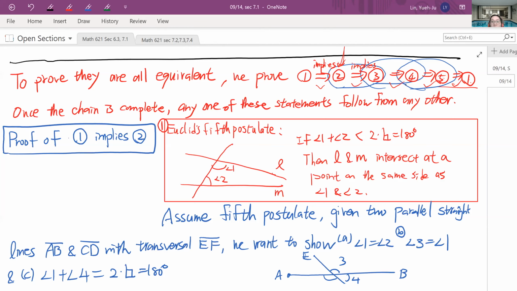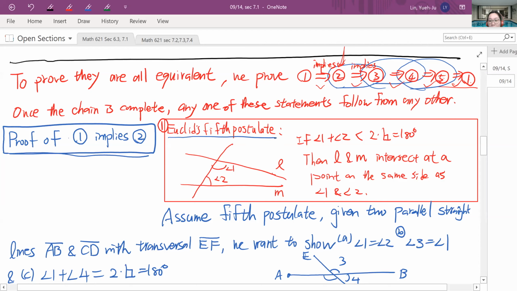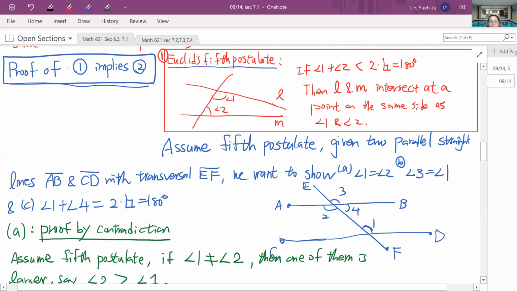So let's see. When you prove this, you need to keep in mind not to use something you haven't justified, right? So for the first part, you want to prove that statement 1 implies statement 2. Statement 1 is essentially the 5th postulate, and I copy it here in case we need to refer to it, okay? So how are we going to do this? Essentially, we assume the 5th postulate, that's statement 1. We want to prove statement 2. What's statement 2? Statement 2 is what I'm writing down here.